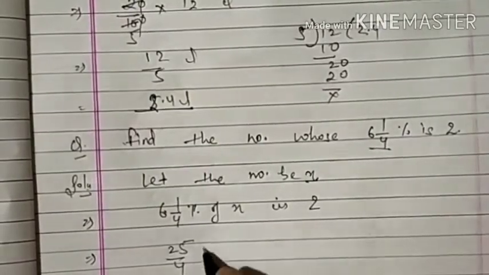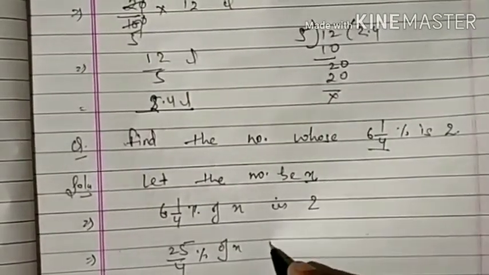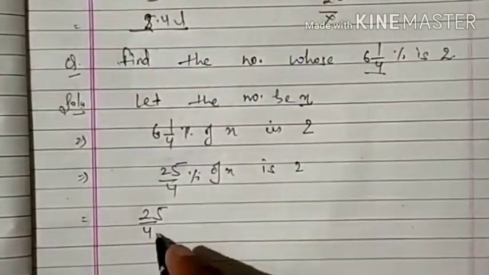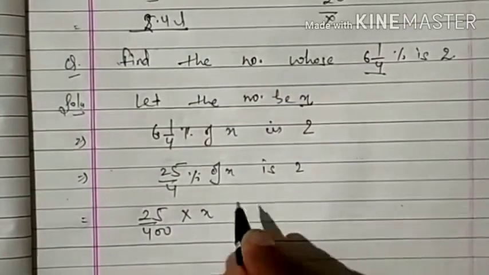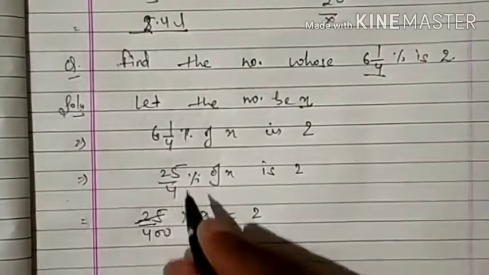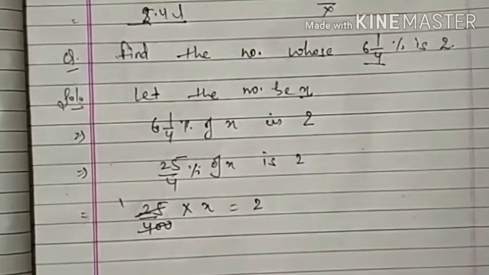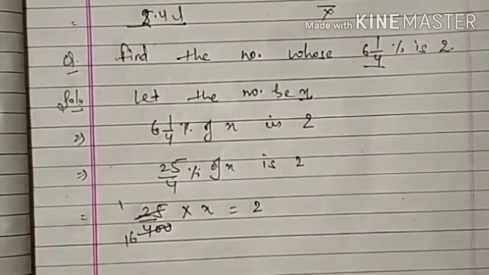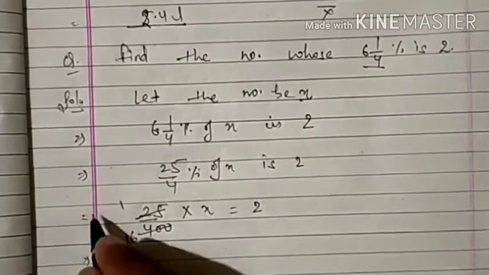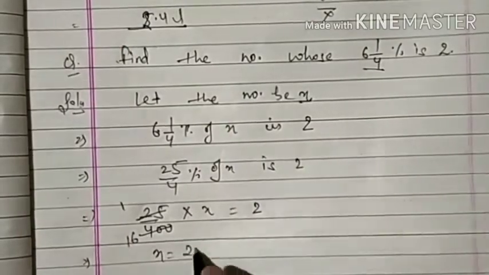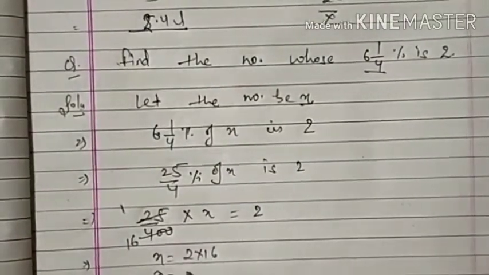So 6 times 4 is 24 plus 1, 25 by 4% of x is 2. 25 by 4, when we remove percent, what do we get? 100. Of means multiply, x equal to 2. We can solve. 25 will divide 400 sixteen times, so x will be 2 into 16, because 16 is in the denominator and goes to the numerator. So what is the value of x? 32.